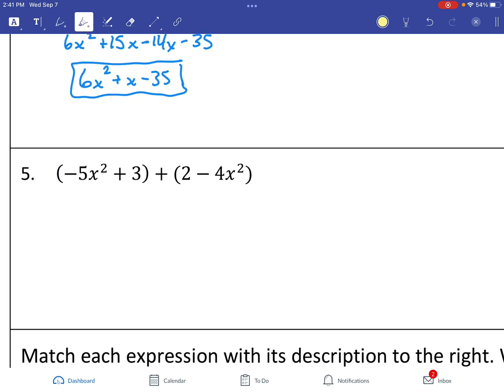Here, again, we are adding the like terms. There's a plus sign, do not multiply over the plus sign. So we have negative 5x squared and negative 4x squared, which gives you negative 9x squared. Because we're adding the like terms together, we're not doing anything with exponents, but leaving them alone. All right, and then 3 plus 2 is 5.